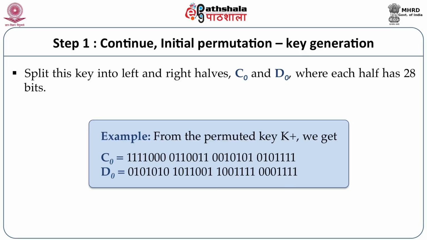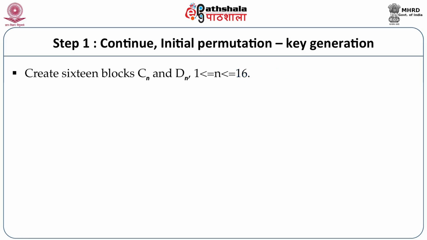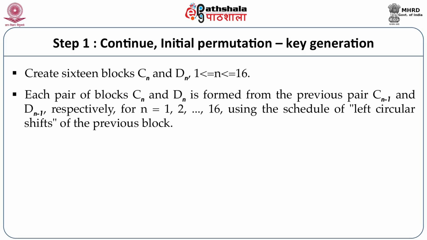We have to generate 16 subkeys. So we have to generate 16 blocks. We will denote them by C0, D0, C1, D1, C2, D2, and so on. We will call them in general Cn and Dn. No wonder, now you know n is between 1 and 16. Each pair of blocks Cn and Dn is formed from the previous pair. We will denote the previous pair by Cn minus 1 and Dn minus 1. n goes from 1 up to 16.